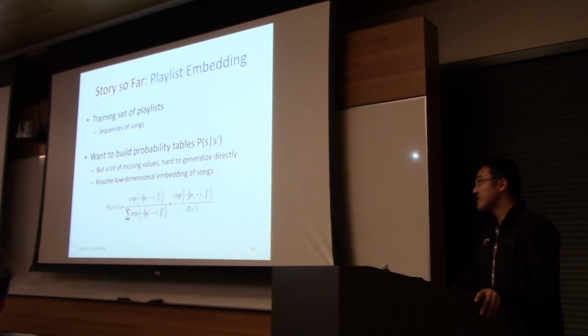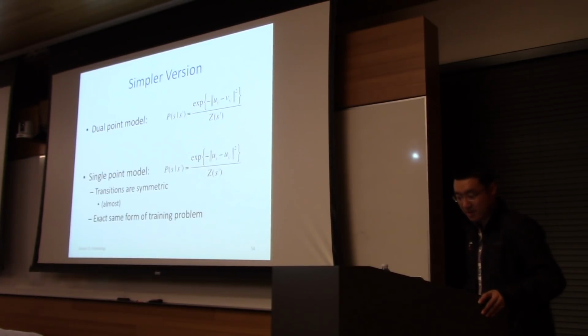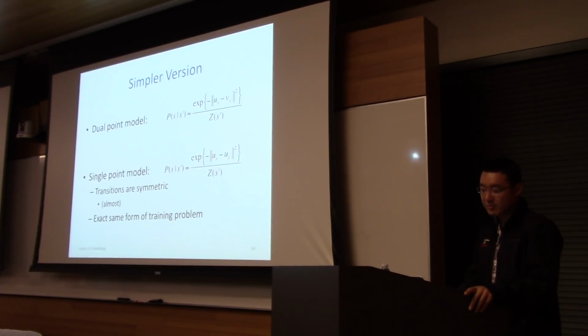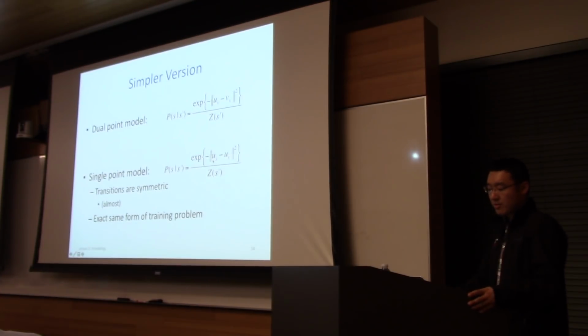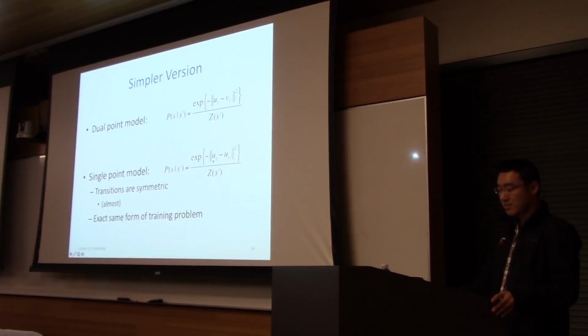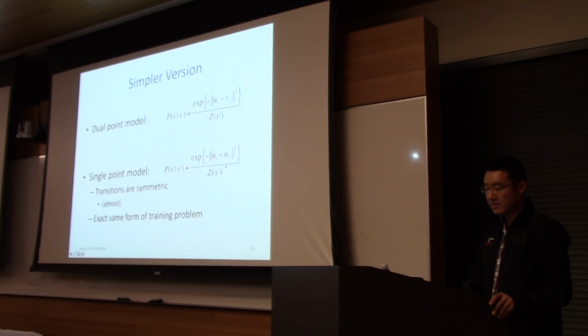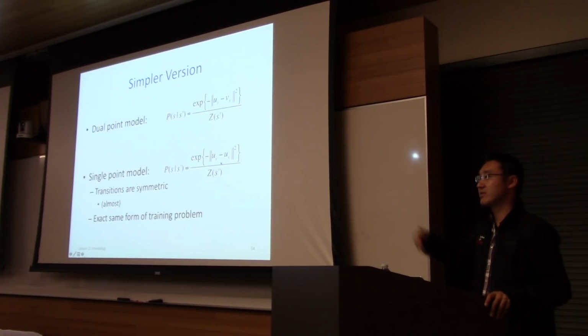We could also look at simpler versions. What I just presented was the dual point model. We could also just consider a single point model, just for simplicity. We learn only a single embedding over the songs, in which case the distance function is going to use the same embedding point no matter if you're exiting or entering a song.